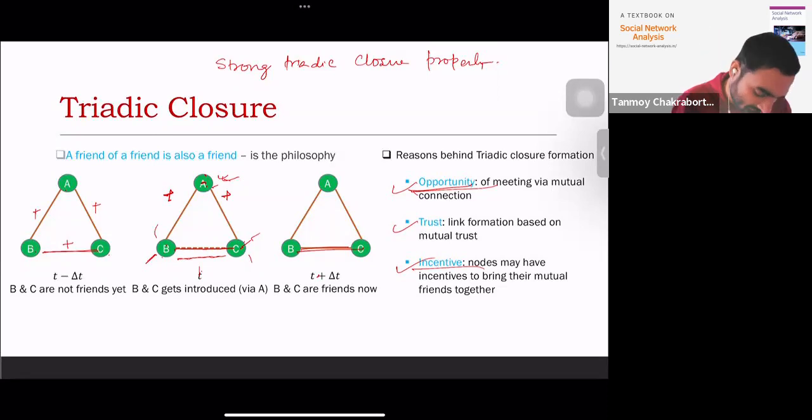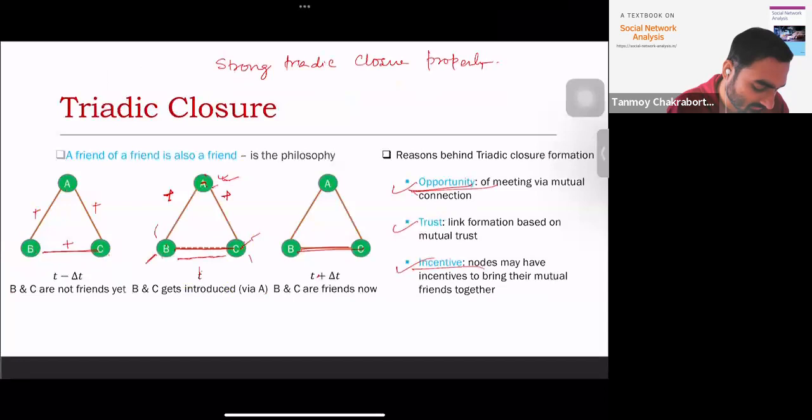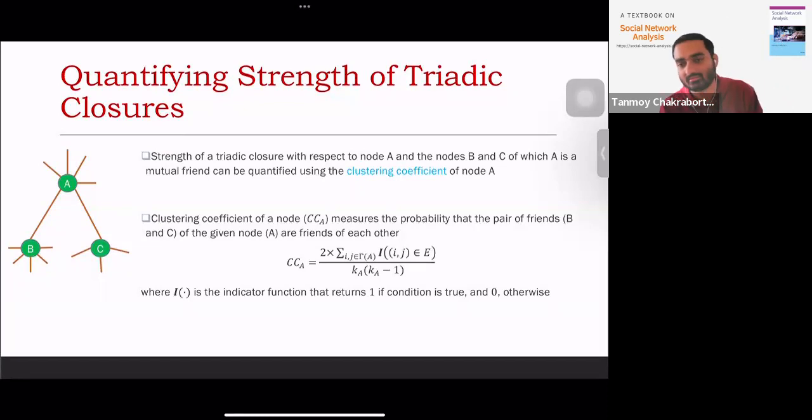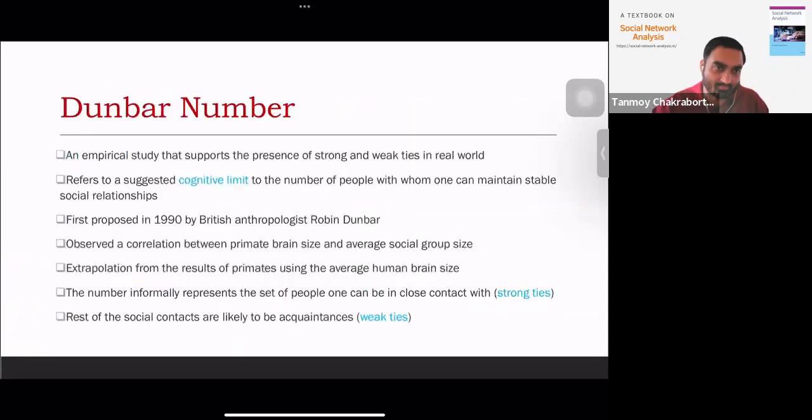Okay, and we know how to measure triadic closure. We measure triadic closure using the clustering coefficient: the possible number of edges among the neighbors, and how many of them actually exist in the real world. Let's see an example here.